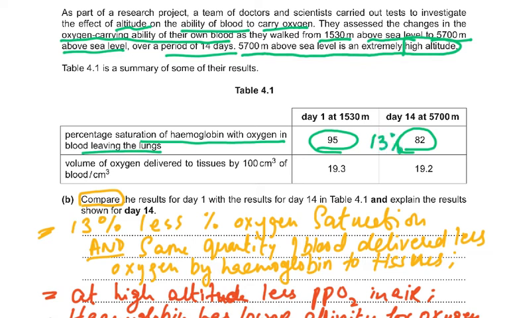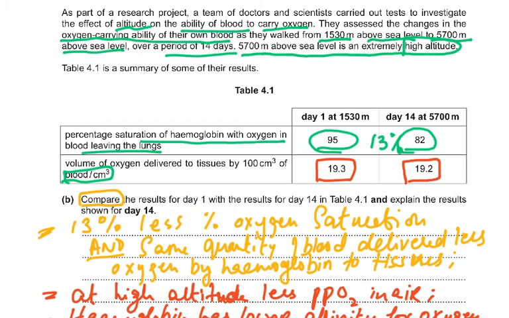Then, volume of oxygen delivered to tissues by 100 cm cubed of blood. The volume of blood was the same, 100 cm cubed, but on day 1 it delivered 19.3 volume of oxygen, and then on day 14 it delivered 19.2. So the volume of oxygen also decreased by day 14.